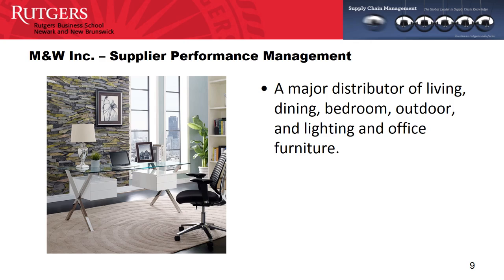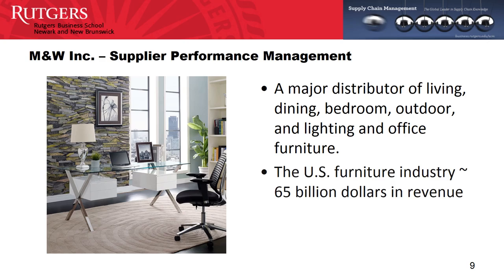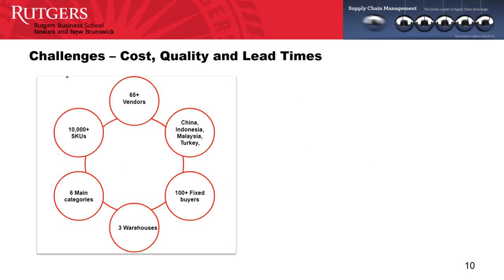M&W is a major furniture distributor in the United States for both home and office use. Annual sales is about $1 billion. And the U.S. furniture industry as a whole has about $65 billion in revenue in 2017. The company sources 6 main categories and more than 10,000 SKUs globally from 65 plus suppliers from China, Indonesia, Malaysia, and Turkey to reduce cost and improve gross margin.